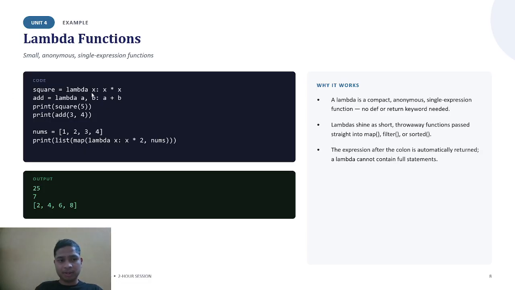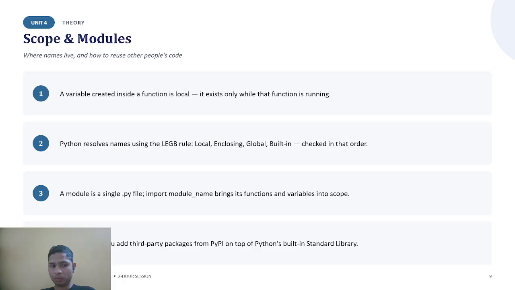So here we have square equal to lambda x, which will be x multiplied by x, and we will add lambda a, b, which will be a plus b, and then we will print square of 5, and add of 3 plus 4, and numbers will be 1, 2, 3, 4, and we will print list of map lambda x of square and then nums. We will get output 25 for the first as x into x, 5 into 5 will be 25. Then 4 plus 3 will be added, that is 7. And then we will print the list of the numbers by multiplying them with 2, so 1 will become 2, 2 will become 4, 3 will become 6, and 4 will become 8. We have printed a list after multiplying it by 2.